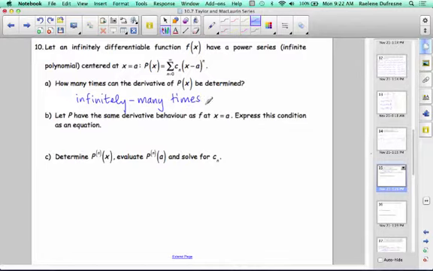In part B, we want to let p have the same derivative behavior as f at the center. So what we mean is that every derivative of f at a must equal every derivative of the polynomial at a, which allows us to come up with an infinite number of equations to solve for the infinite number of coefficients.